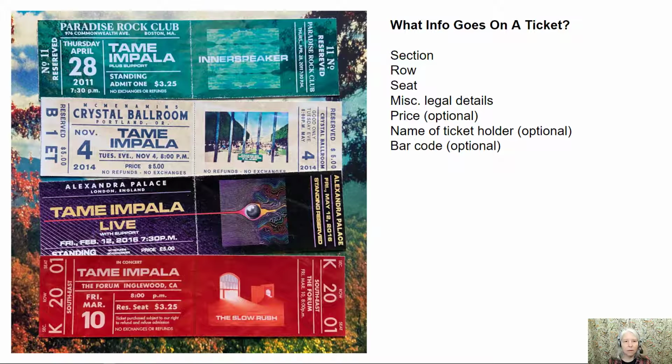And the last section is miscellaneous things. For example, the section, row, and seat. So on the red ticket at the bottom, it's section K, row 20, seat 1. On some of them, it's a standing ticket, so there is no row or seat. There are miscellaneous legal details like no refunds, no exchanges. Sometimes the price is included, and sometimes it's not. And sometimes the name of the ticket holder appears on the ticket, and sometimes there's a barcode.